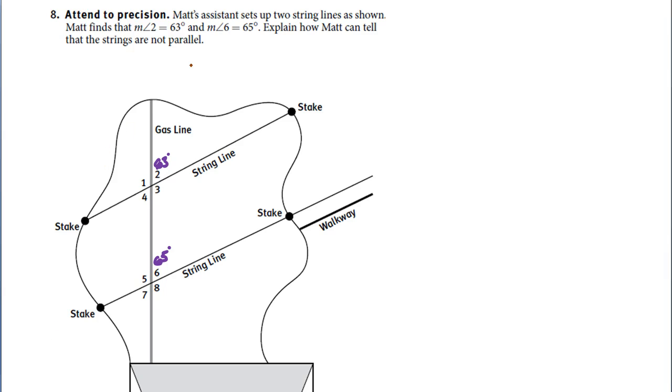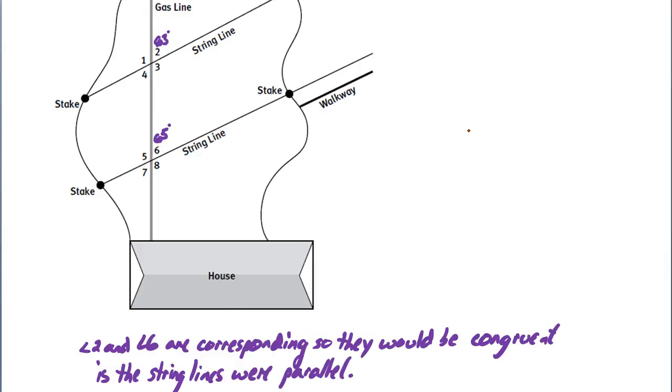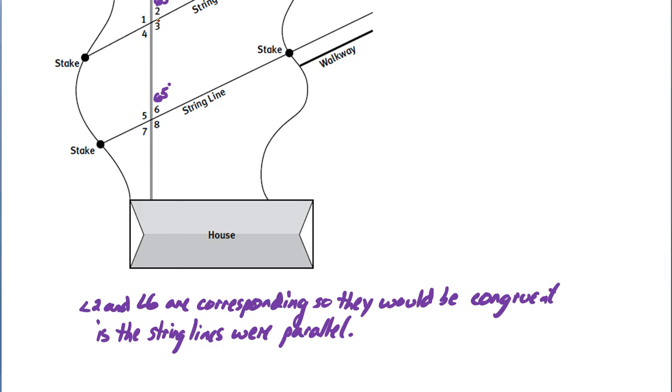Number 8, Matt's assistant sets up 2 string lines as shown. And Matt finds that the measure of angle 2 is 63 degrees, and that the measure of angle 6 is 65 degrees. Explain how Matt can tell that the strings are not parallel. Well, angle 2 and angle 6 are corresponding angles. So they would be congruent if the string lines were parallel. So he can tell that his assistant screwed up. I guess that's why he's the assistant and not the boss.